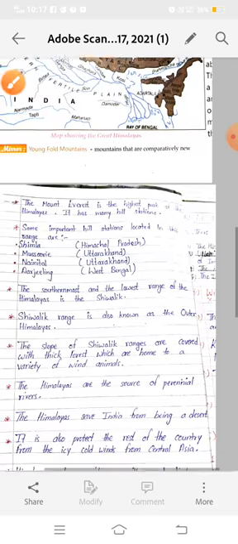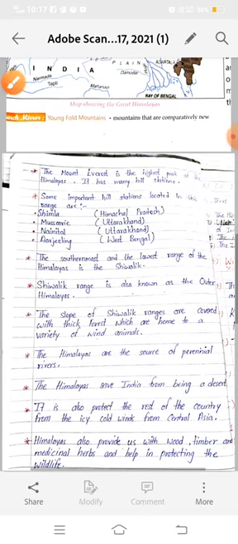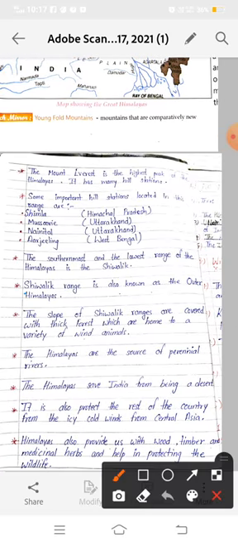Okay, and you learned that the Shivalik range is also known as the outer Himalayas. The slopes of the Shivalik ranges are covered with thick forest, which are home to a variety of wild animals. Okay, now the Himalayas are the source of perennial rivers.